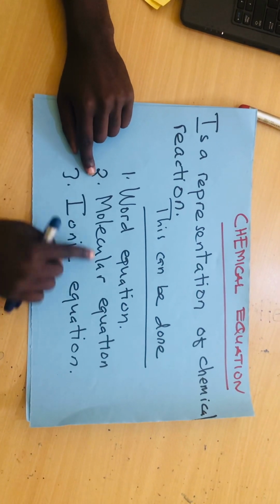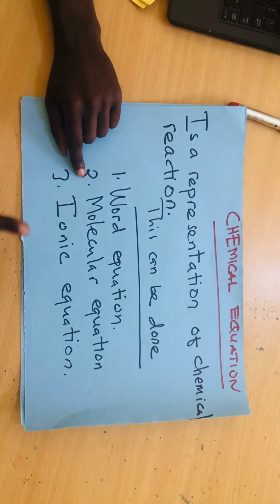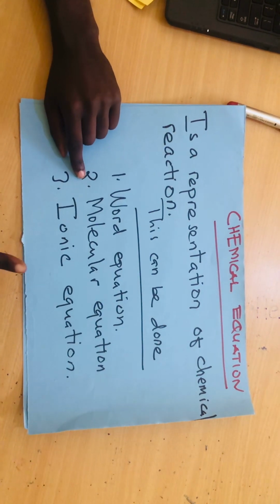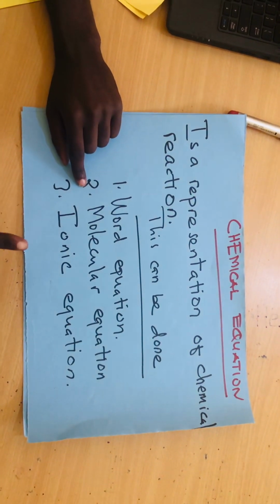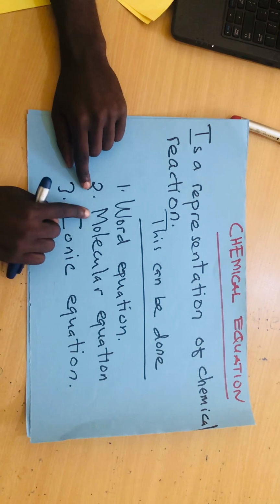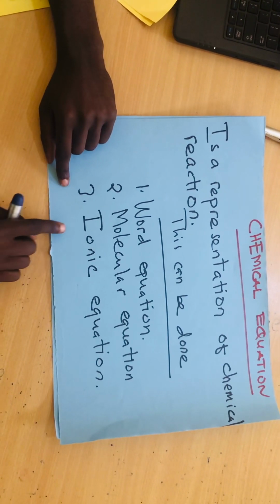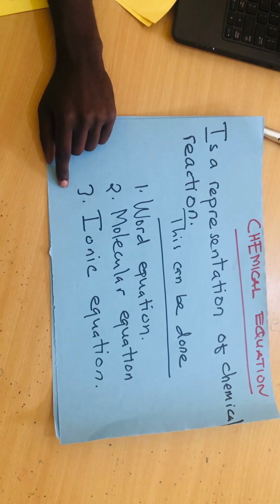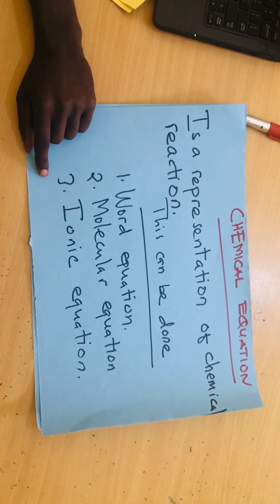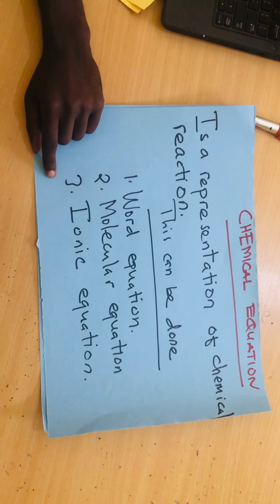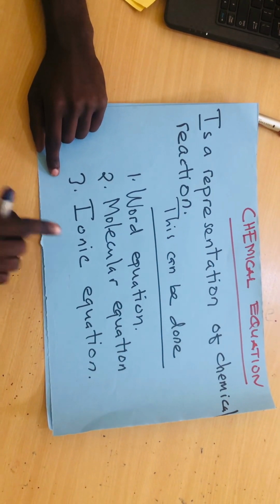Number two, we have molecular equation. So molecular equation is a representation of chemical reaction by using molecules or by using formulas. And lastly, we have ionic equation. Ionic equation is a representation of chemical reaction by using ions.